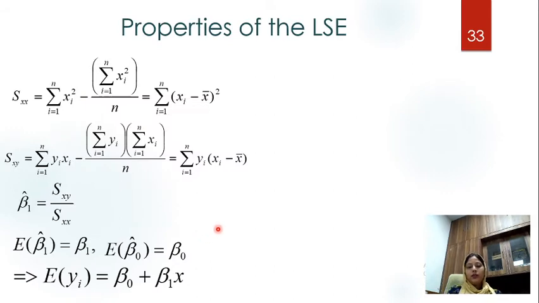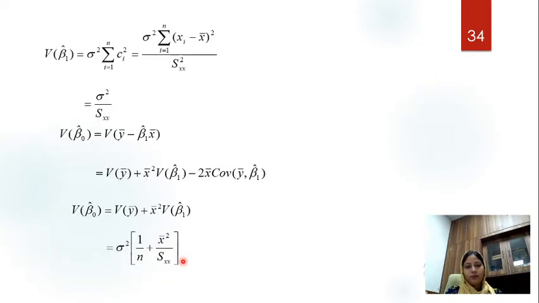The properties of least square estimates. Sxx is equal to summation xi minus x bar square. Sxy is summation xi yi minus summation yi summation xi by n, which can be expressed as this. And beta 1 hat is Sxy upon Sxx. So the expected value of beta 1 hat comes out to be equal to beta 1. Expected beta naught hat is equal to beta naught, and expected yi is beta naught plus beta 1 x. So beta 1 hat is unbiased for beta 1, and similarly beta naught hat is unbiased for beta naught.